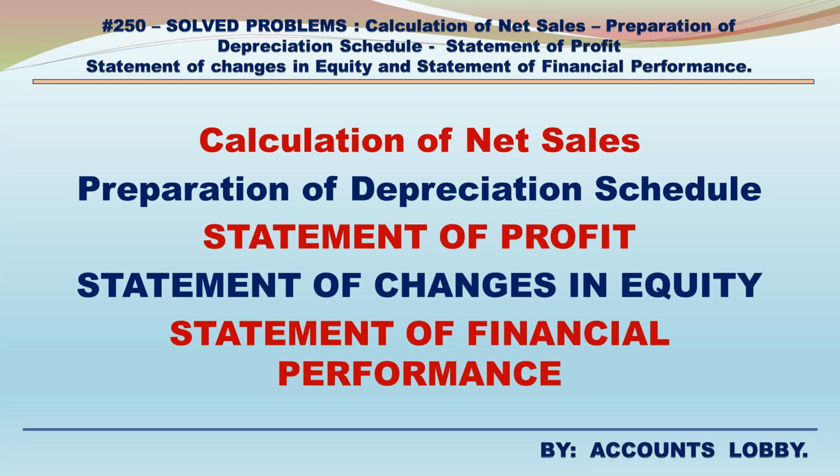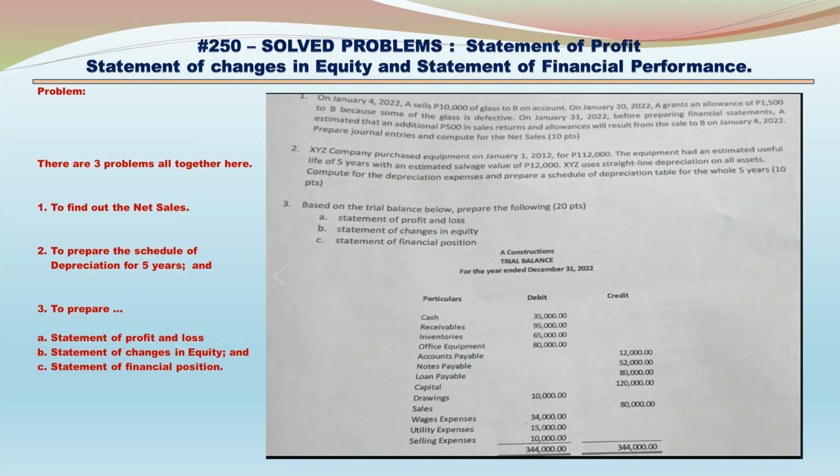Solved problems: calculation of net sales, preparation of depreciation schedule, statement of profit, statement of changes in equity, and statement of financial performance. There are three problems altogether here. 1. To find out the net sales. Problem 2. To prepare the schedule of depreciation for 5 years.